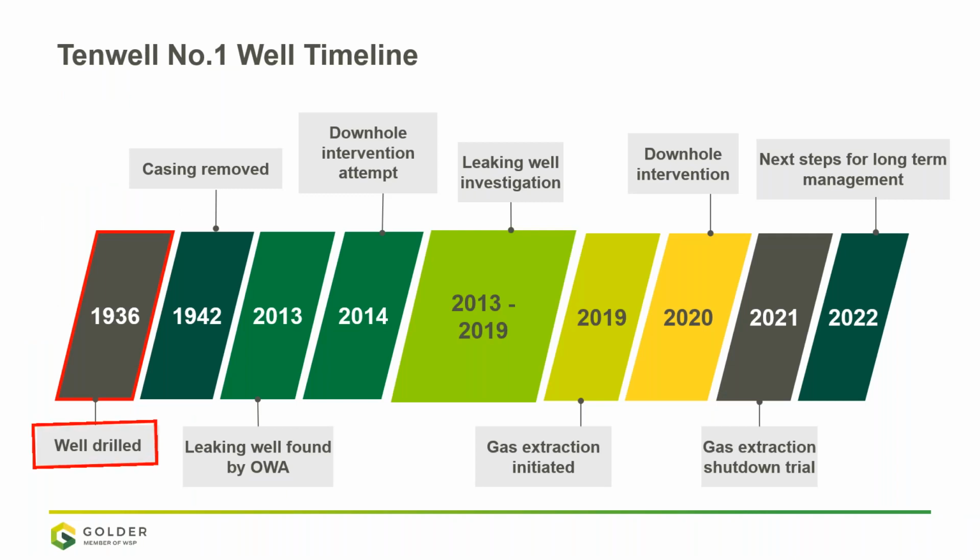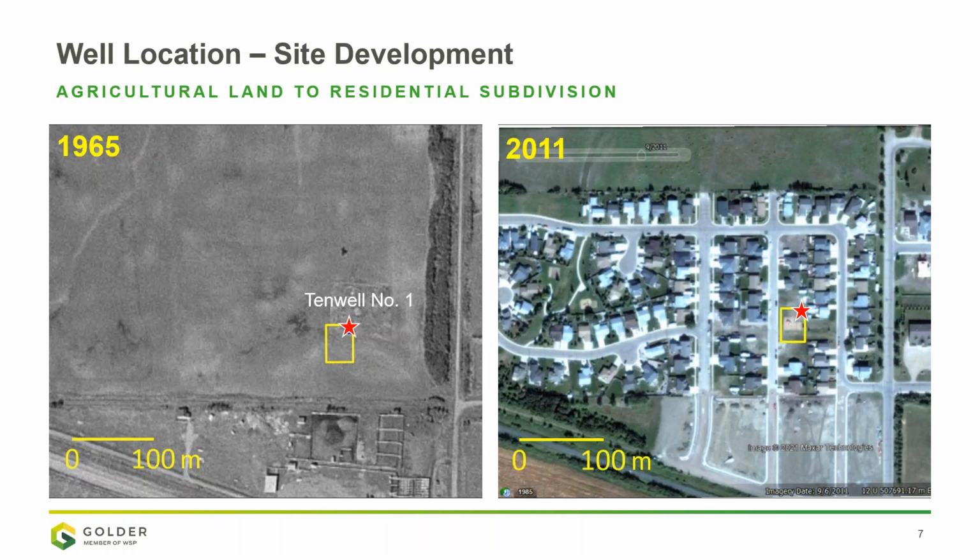And here's the timeline for the 10 well number 1 well. We'll show this slide several times throughout the presentation. So the well was drilled in 1936. Some of the casing was removed in 1942. The OWA found the leaking well in 2013, and then they attempted a downhole intervention to try to seal the well in 2014. The well was drilled on agricultural land, and then that land was then redeveloped as a residential subdivision.